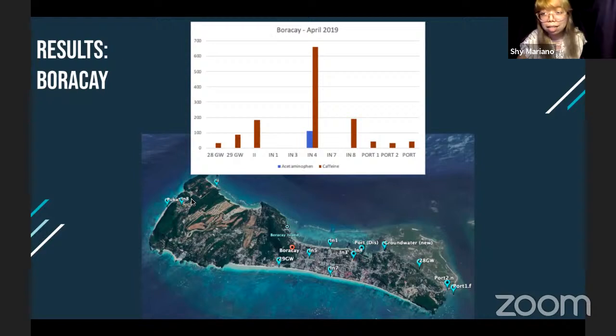This part here is another drainage site that we found. It directly discharges into the sea. And we detected caffeine at almost 200 ppb. Coastal sites, the ports here, also had detections of caffeine below 50 ppb.